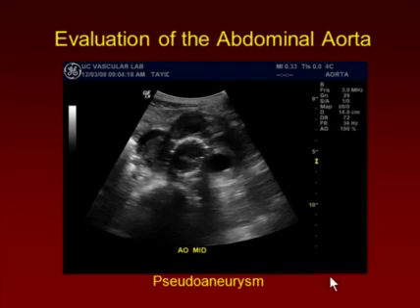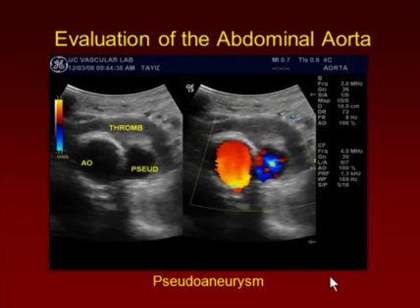You can have pseudoaneurysms, and in this case a multilobular pseudoaneurysm associated with the aorta. It does not involve the layers of the wall of the aorta, as you can see, and that should be measured. Color Doppler and spectral Doppler can identify where there's any flow within those pseudoaneurysms. Also, they should be measured in size, along with what the residual lumen is that is still patent.